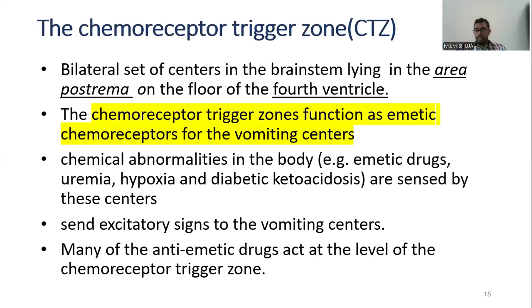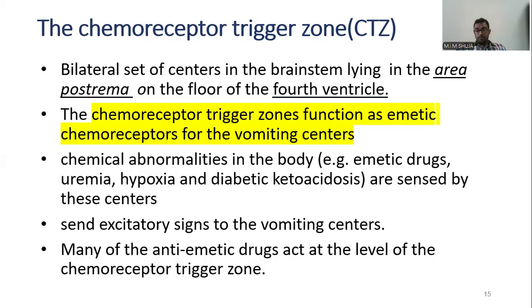It's located in the brainstem in the area called area postrema, which lies on the floor of the fourth ventricle. It is present on both sides, so we describe it as a bilateral set of centers. The special feature of the CTZ is that it acts like a chemical sensor for vomiting. It detects chemical abnormalities in the blood and cerebrospinal fluid.